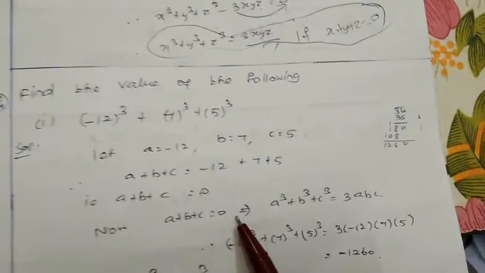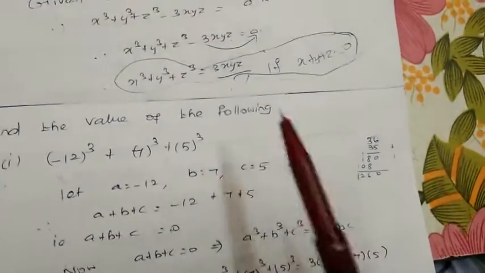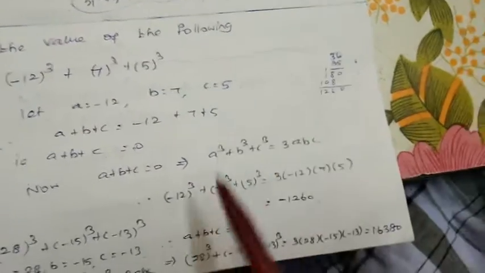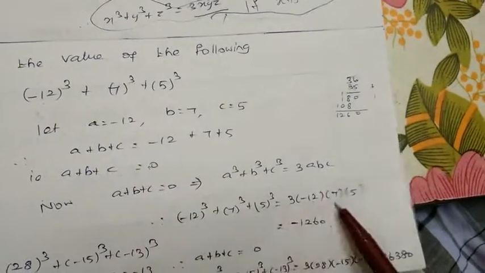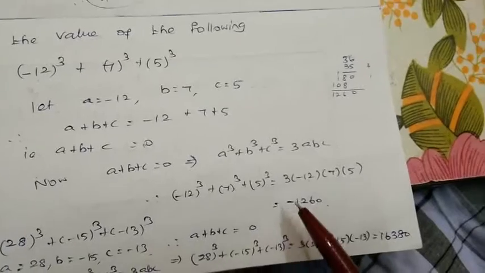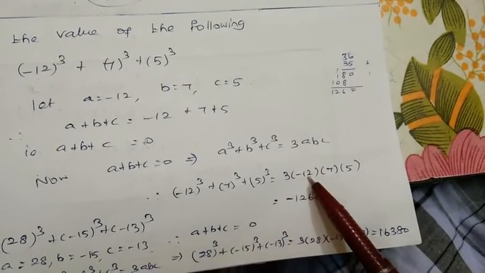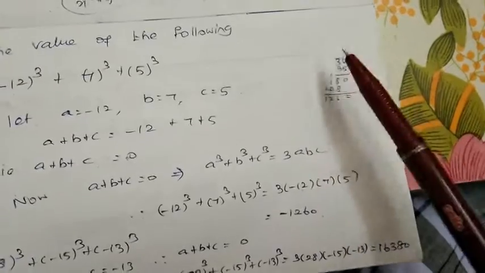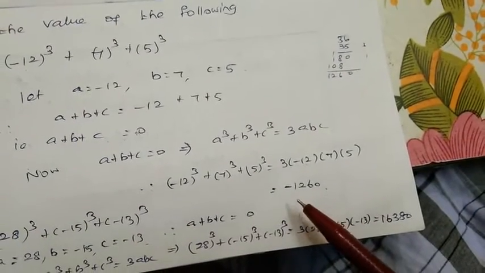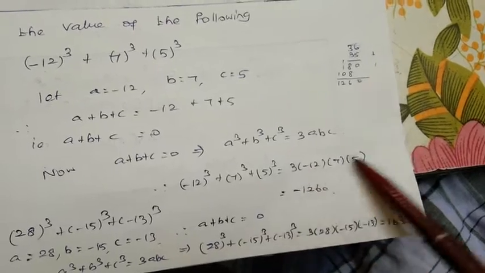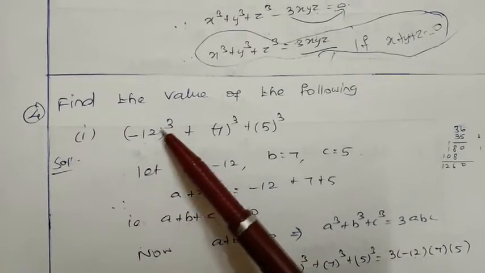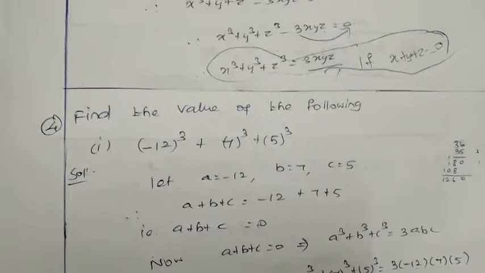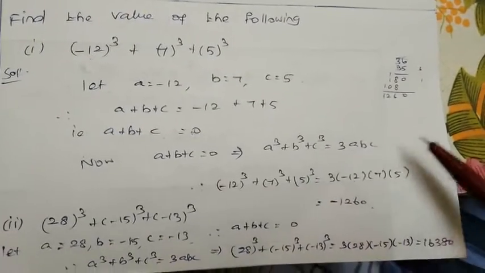So if a plus b plus c equal to 0, then by the identity a cube plus b cube plus c cube equal to 3abc. So the power 3 equals 3 into a value minus 12, b value 7 and c value 5. Substitute and multiply. 3 into 12, 36, 7 into 5, 35, multiply, you get minus 1260. So this is the product. So you have the identity: the addition is 0 for the numbers minus 12, 7, 5, then the answer is a cube plus b cube plus c cube equal to 3 into abc, right?